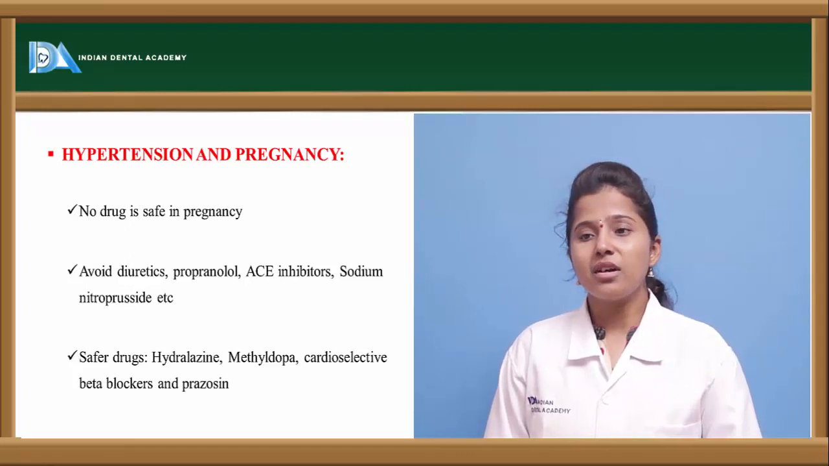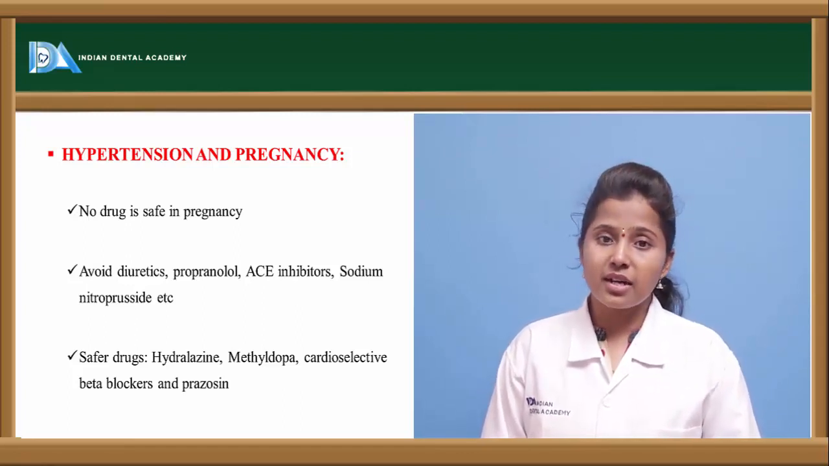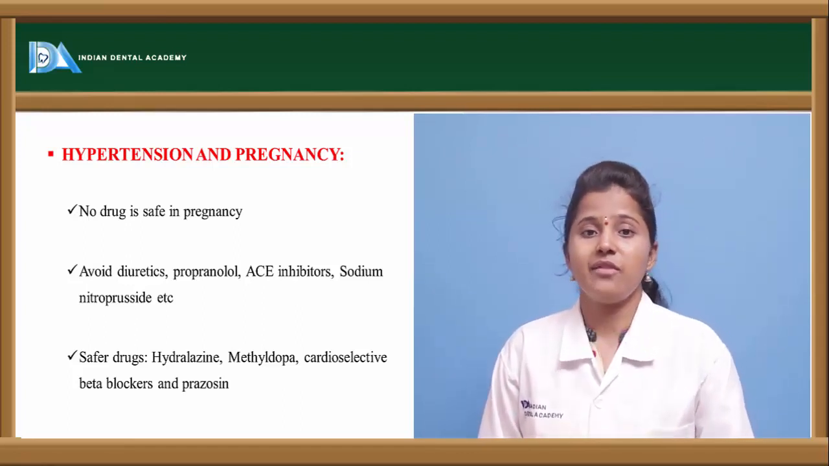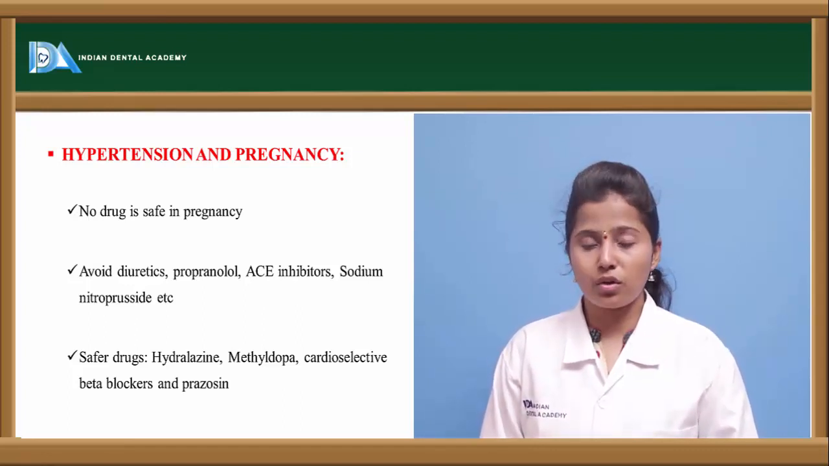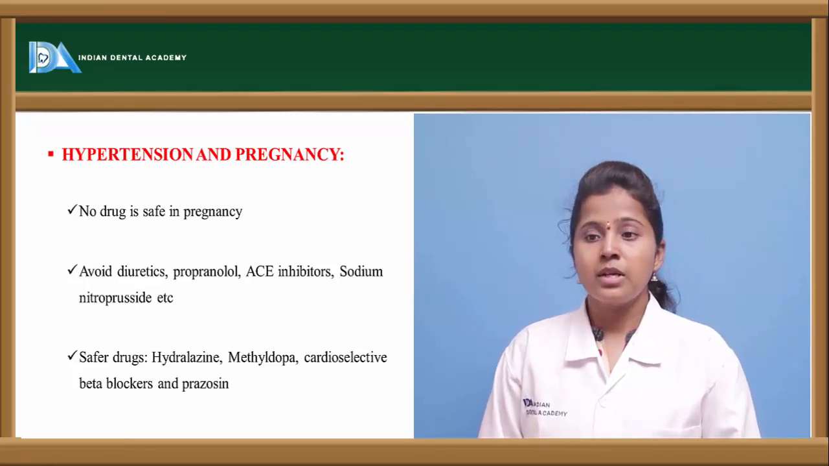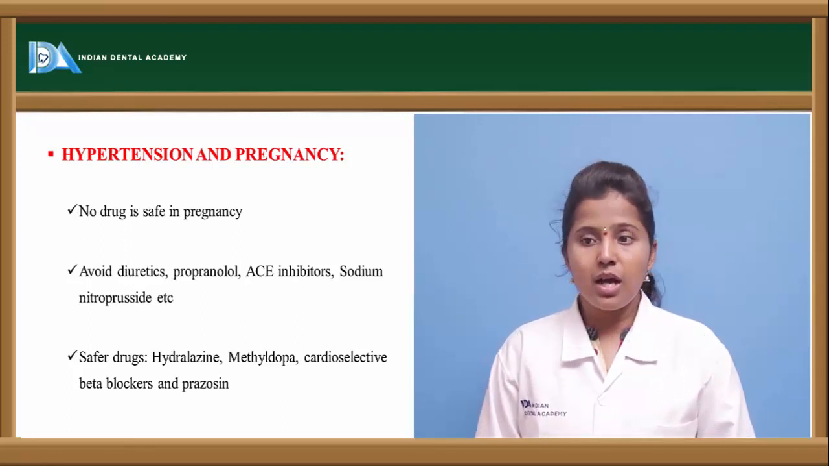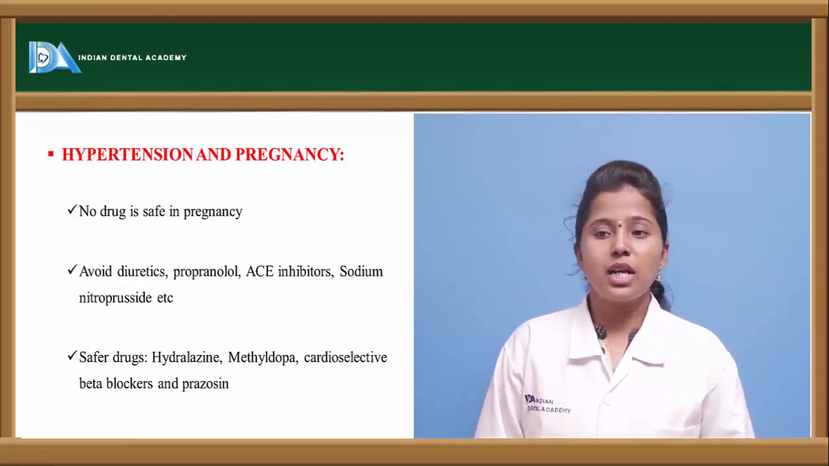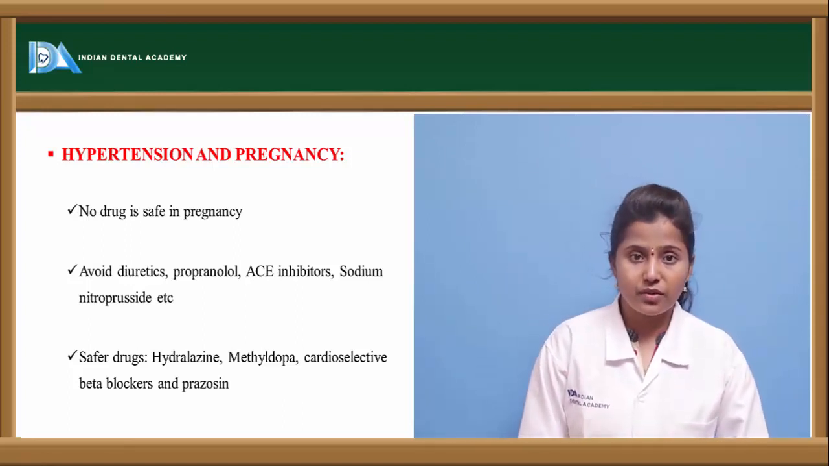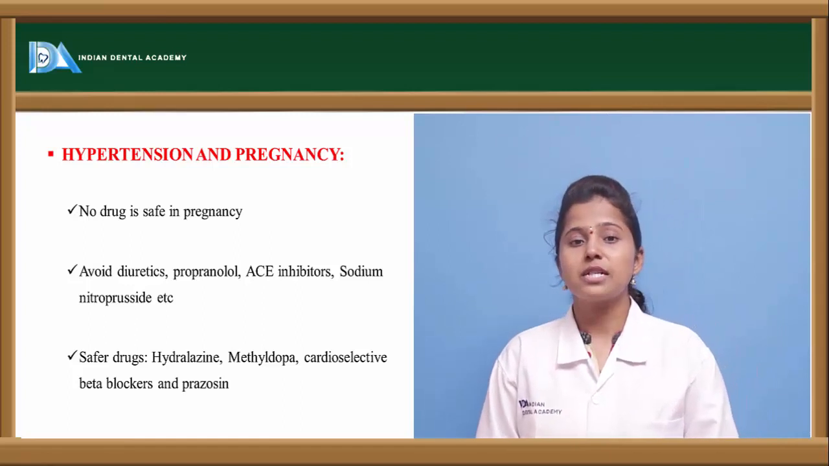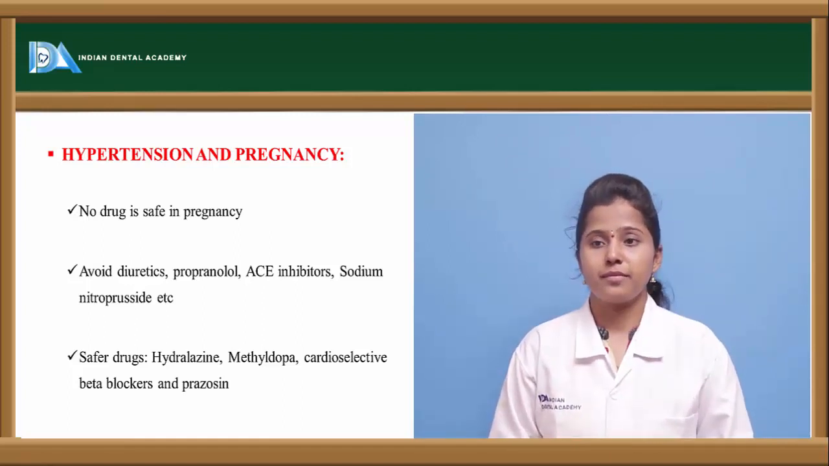And the safer drugs, if a pregnant lady is suffering from hypertension, what can be the safer drugs she can use with the prescription of a doctor? Safer drugs are hydralazine, methyldopa, cardioselective beta blockers and progesterone. These are the few categories of antihypertensive drugs which a pregnant woman can use if she is suffering from hypertension.